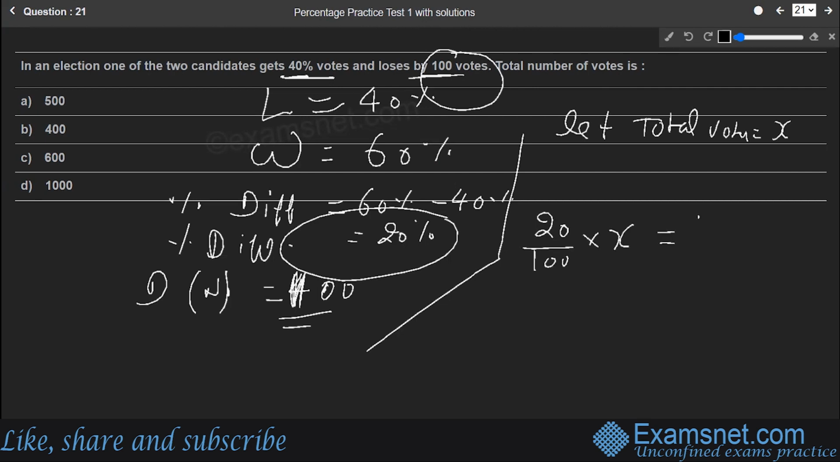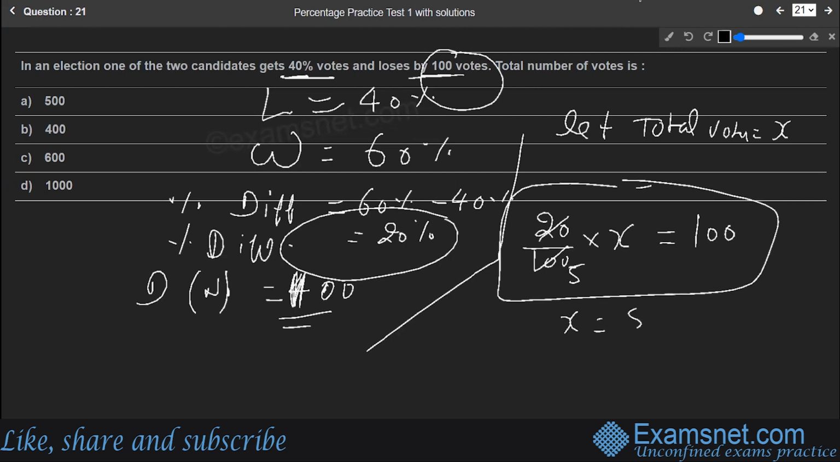So 20% of the total votes is the voting difference. That is already given to us as 100. So this is the expression that we are supposed to solve. We can easily solve this. 20 cuts the 100 by 5, so the x value comes out to be 500. So the total number of people who voted there were 500. The total number of votes is 500. Let's see where it is available. It is available in option number A and becomes the right answer.